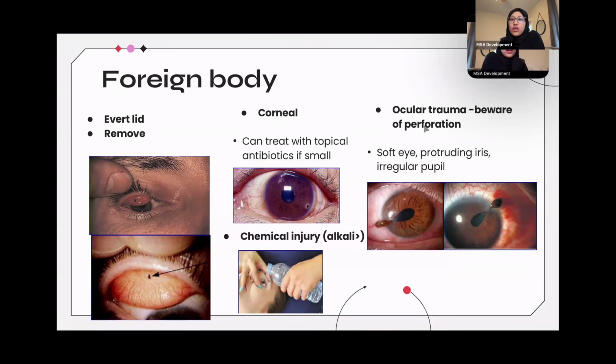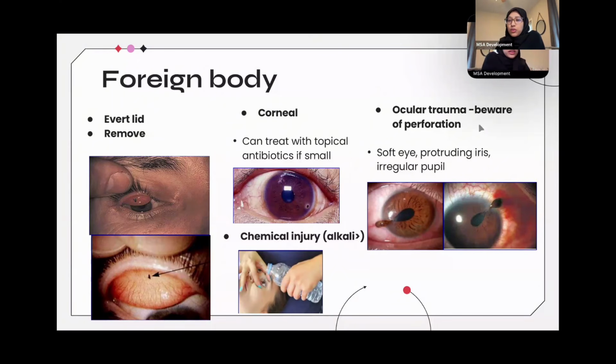If it's, let's say, chemical injury, someone who by mistake spilled alkali, which is more dangerous than acid, the main thing is you have to irrigate it. You have to wash out that eye. The first thing that you do, if someone has a history of chemical injury, you just get water and wash the eye. The faster the better. That will remove that chemical from the eye and stop it from being more damaged.